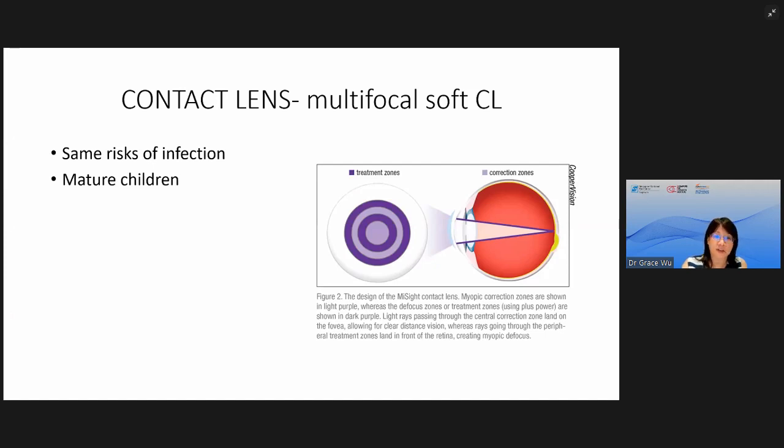Now, I'm not talking about all the different methods of controlling myopia here. I am only mentioning the ones which have moderate to good evidence of certainty published in the literature.